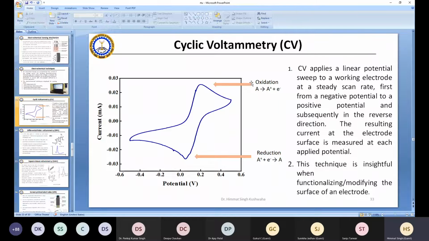The oxidation process mainly occurs at the anode, and the reduction occurs at the cathode. Cyclic voltammetry applies a potential sweep to a working electrode with a constant scan rate. You can also analyze the active electrochemical surface area by this technique. Initially, it is performed for functionalization or to analyze the modification of the surface of the electrode.